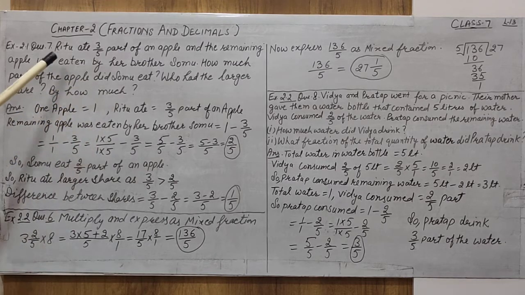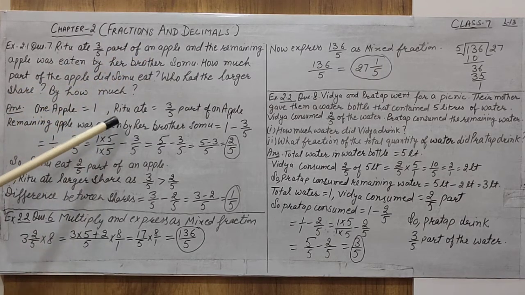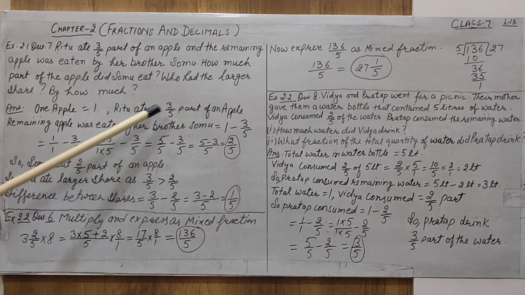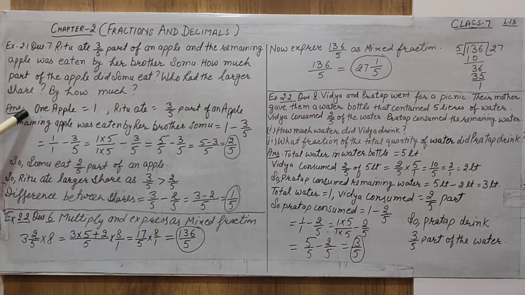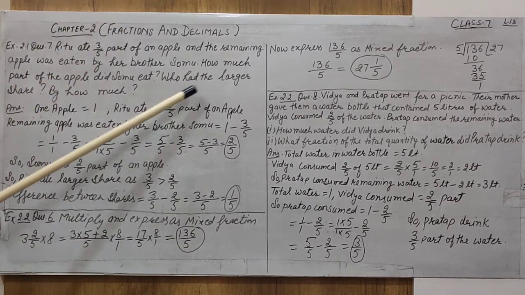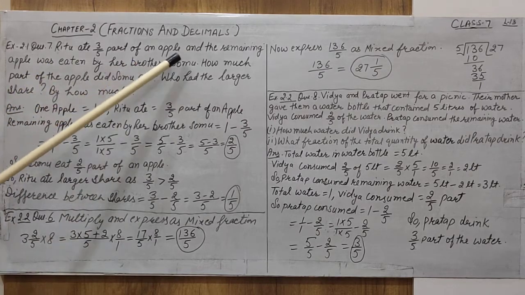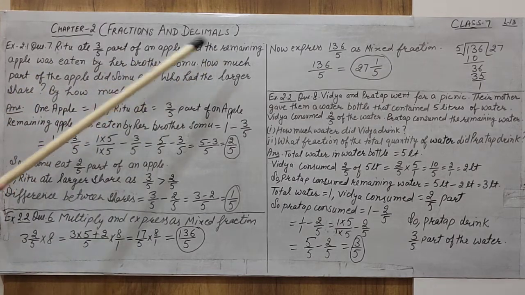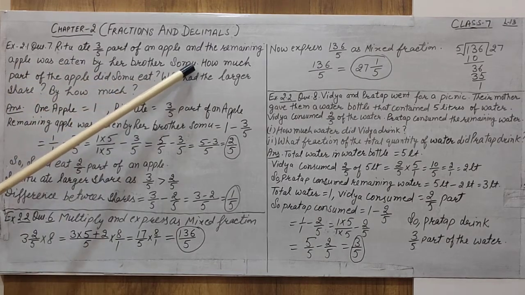Alright, then Ritu ate 3 by 5 part of an apple. Now the complete apple is equal to 1. Now Ritu ate, यानी रितु ने कितना खाया? 3 by 5 part of an apple. You must write step by step. As you read the statement, you must write the things given. Otherwise you get confused by reading the complete statement together. Ritu ate 3 by 5 part of an apple and the remaining apple was eaten by her brother Somu.